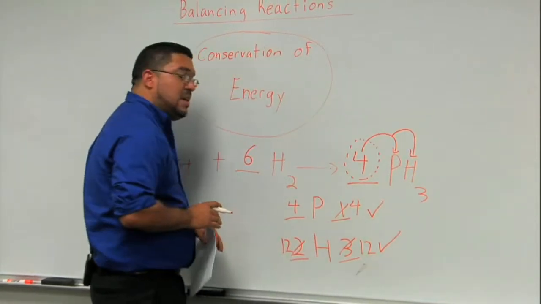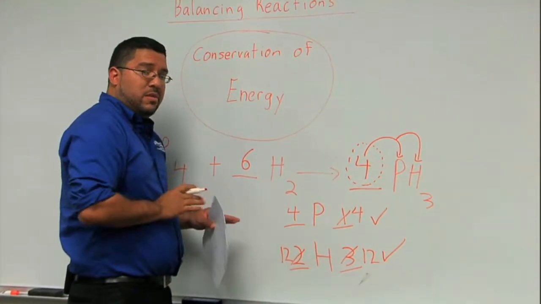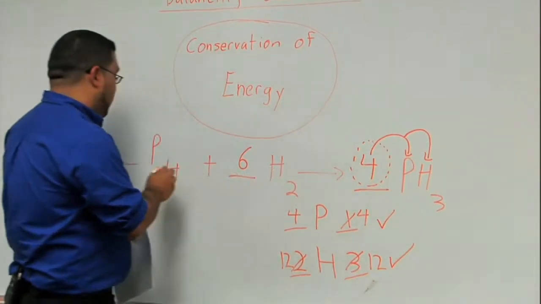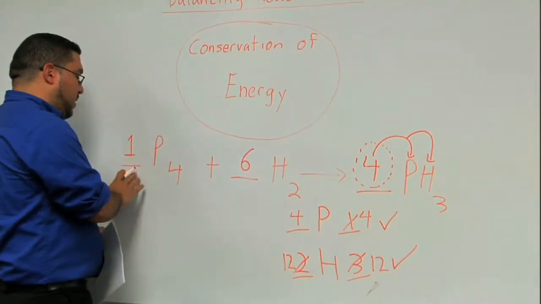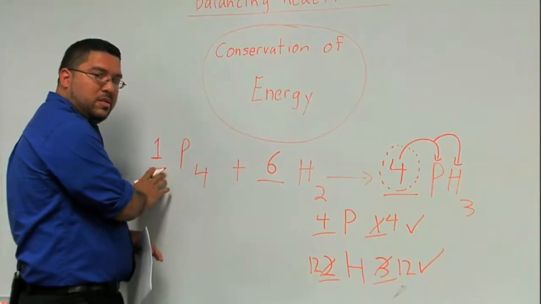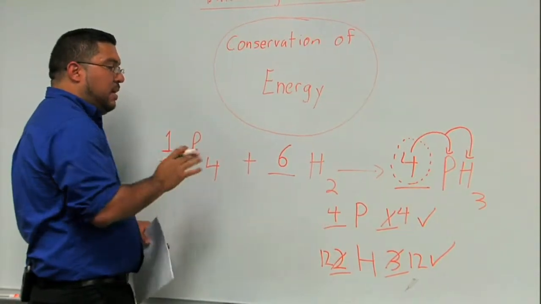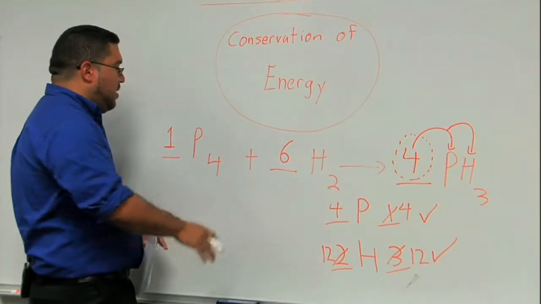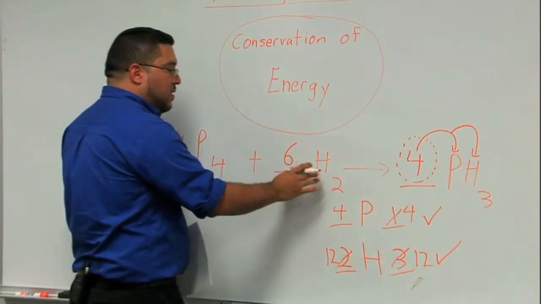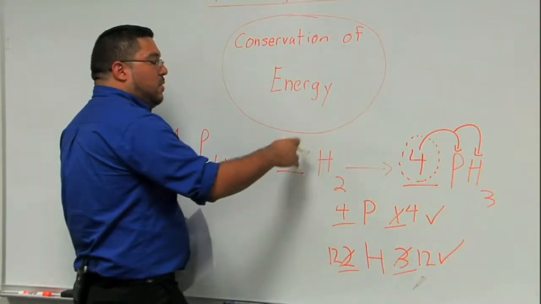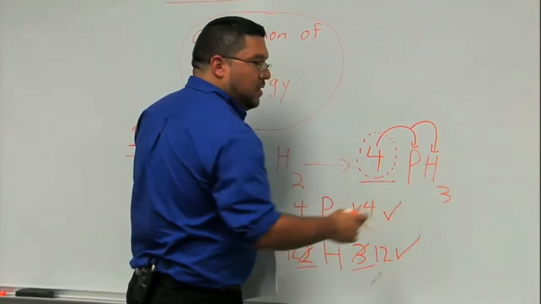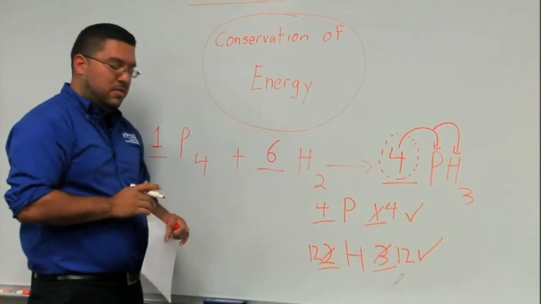So there's no confusion. The last thing you should do, if they ask you for the sum of the coefficients, is make sure that you put a 1 on an empty blank coefficient space here. So this would be what is known as a balanced reaction, where you have 4 phosphorus, 6 moles of hydrogen, reacting to produce 4 moles of PH3. That would be a balanced reaction.